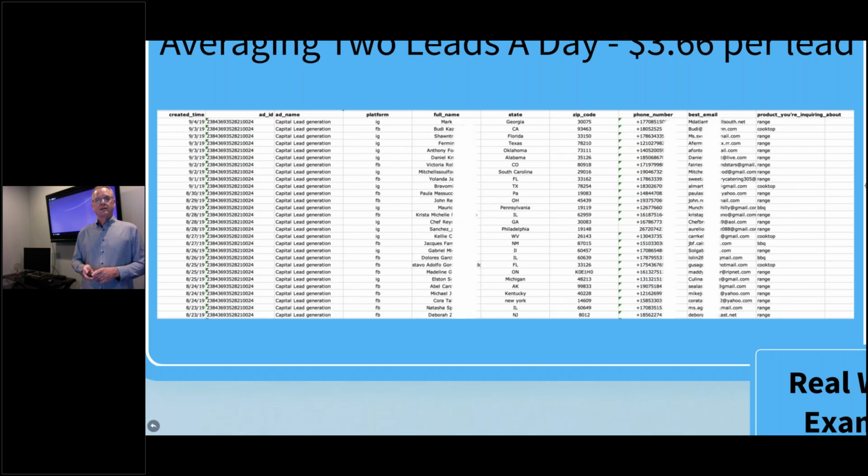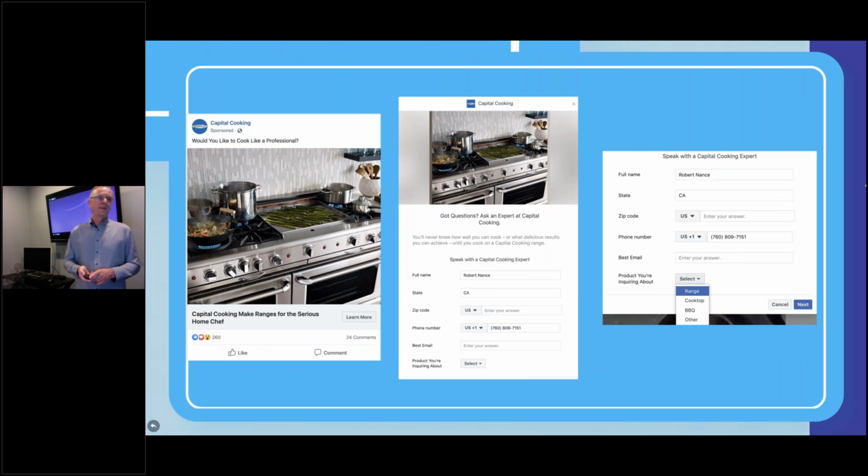And this is an example of what that lead generation looks like. So we did a nice ad. Would you like to cook like a professional? Capital Cooking makes ranges for the serious home chef. Show their beautiful product. And then they click there to learn more, and it takes them to a submission form.